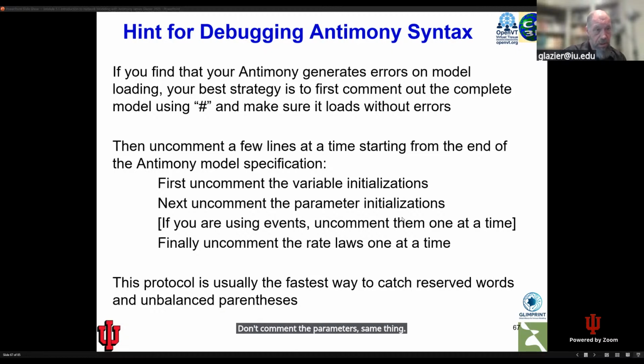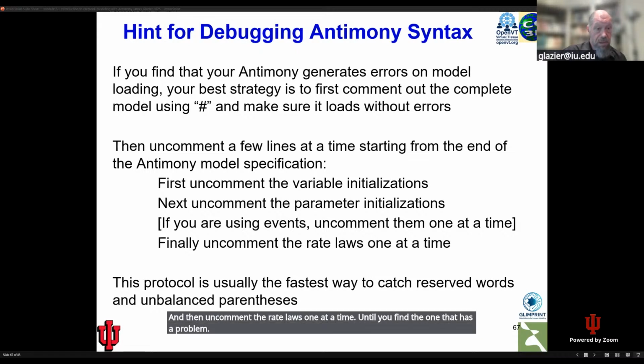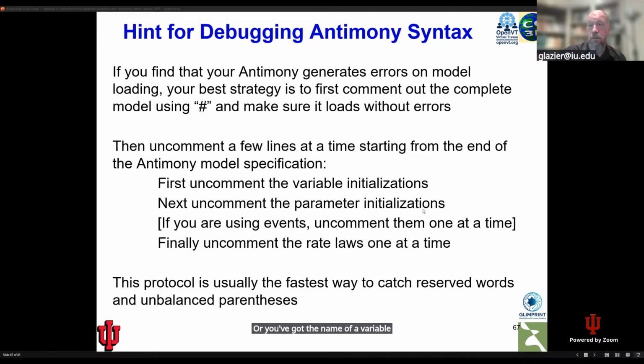No rate laws. And then uncomment the rate laws one at a time until you find the one that has a problem. Usually it's a divide by zero, or you've got the name of a variable or parameter wrong. Usually uppercase, lowercase confusion. Events also, if you're using them, should be uncommented one at a time.